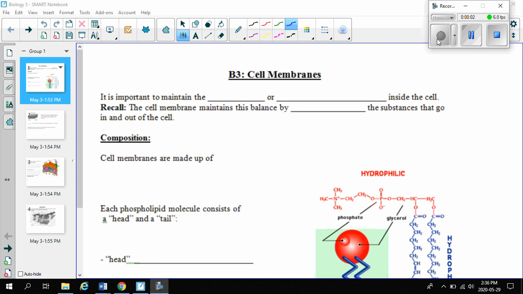Hi, Science 10s. This is lesson 3 from biology. So in your notes, it's B3, cell membranes.